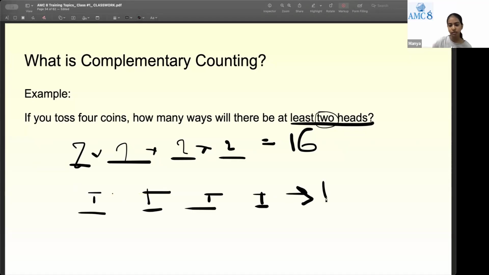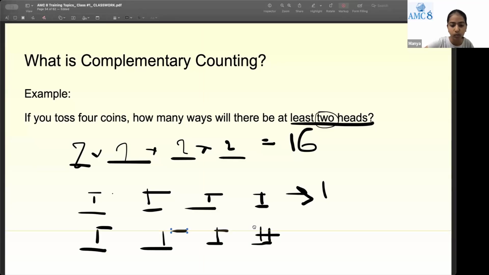But now how many ways are there to have only one head? That would be 1, 2, 3, 4. That would be tails, tails, tails, and we could have heads here. Or we can also switch some out. So we can do heads.